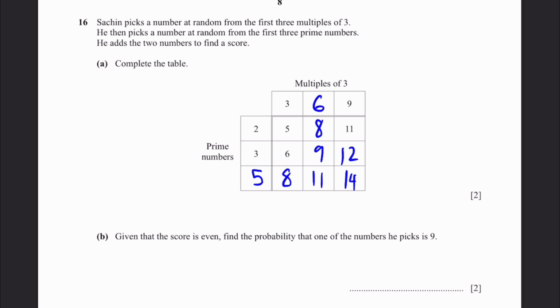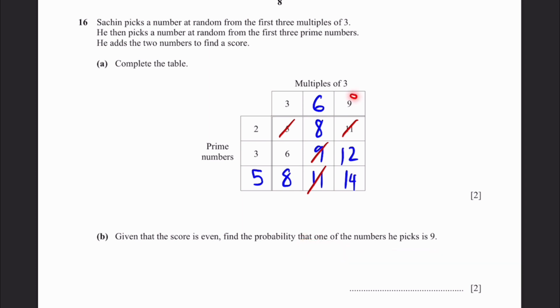That's the answer. B. Given that the score is even, find the probability that one of the numbers he picks is 9. So if the score is even, that's already given, that means it has to be even. So that means we can cancel out all the odd scores for now. Now we have all the even scores over here. You cannot count these because they're not scores, they're just some of the numbers picked. Now, probability that one of the numbers he picks is 9.